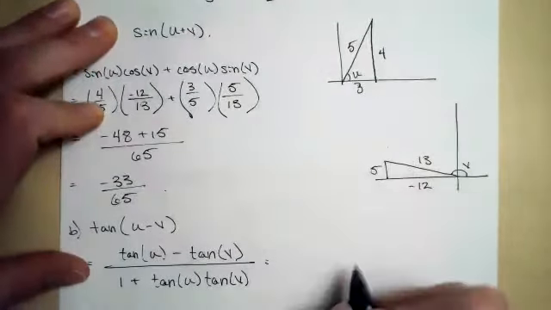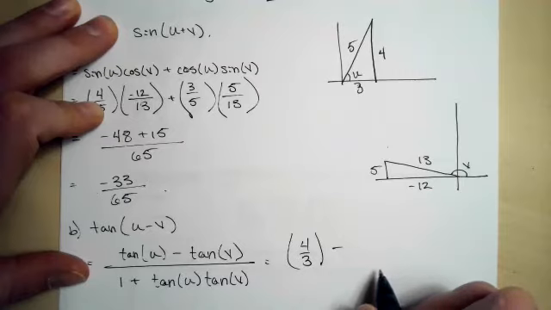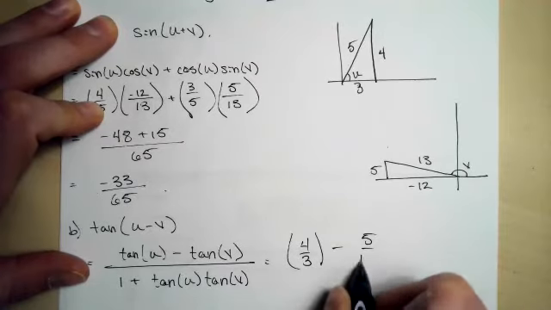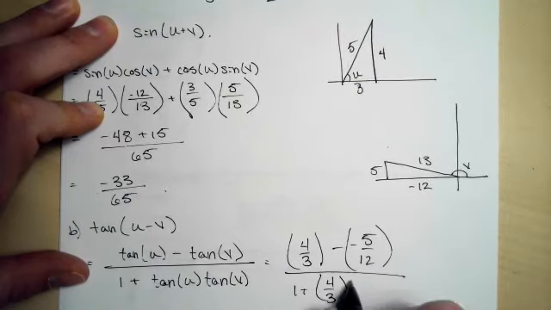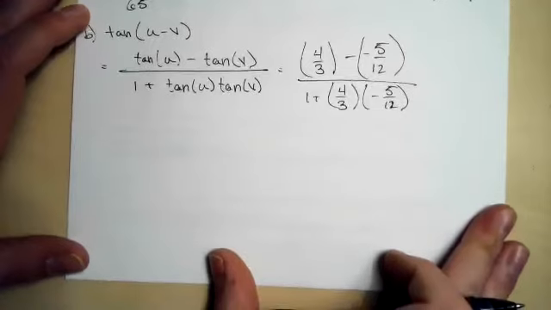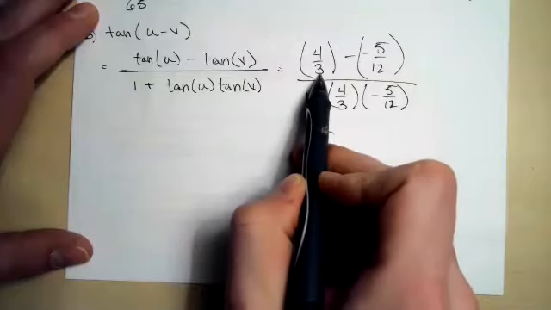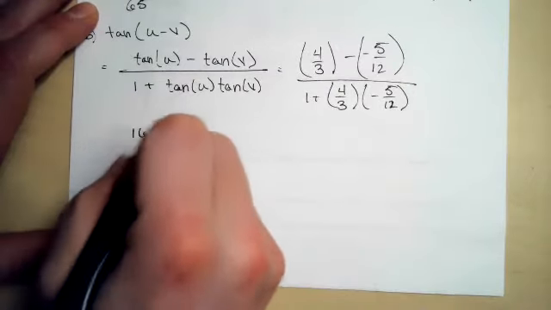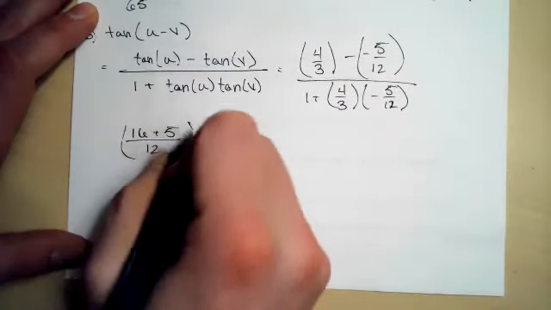So let's see, tangent of u gives us 4/3. Tangent of v gives us negative 5 over 12. So we'll be careful with that minus sign. We've got 1 plus 4/3 times negative 5/12. So the rest, just working with the fractions. So 4/3 is going to be 16 over 12 plus a 5. That's our numerator.